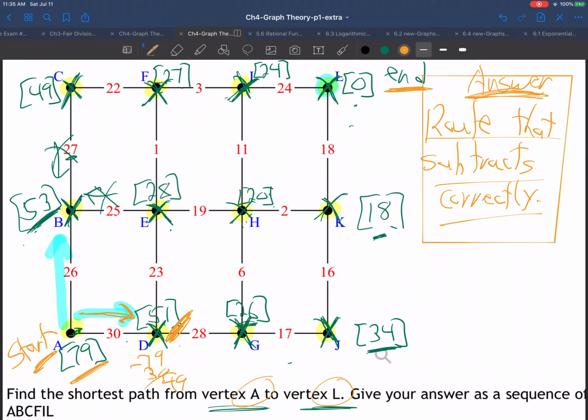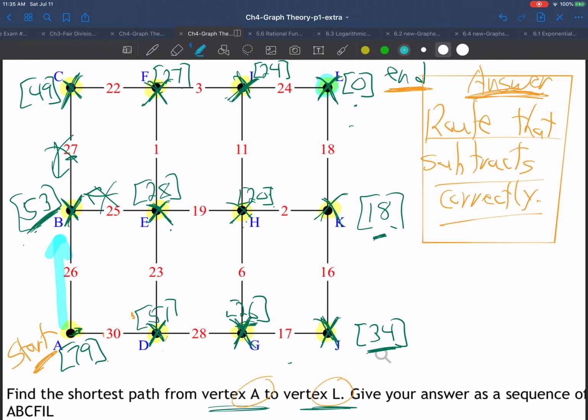So what do I mean by subtracts? Well, if A is 79 from the end, and you go 30 minutes to D, you should be 30 minutes closer. You should be only 49 minutes from the end by the time you get to D. But D says he's 51 minutes from the end. So that must not be the best route. That's not it. So then it's the other way? Yes, it is the other way.